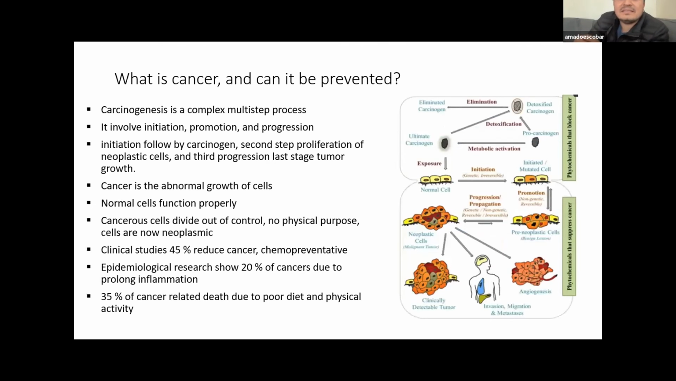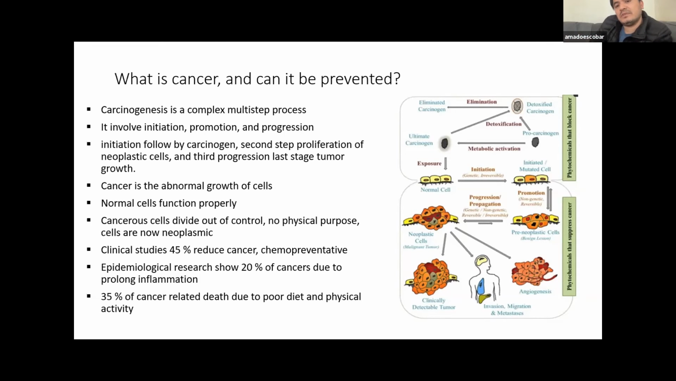So here we can see the multi-step processes of cancer. Basically, cancer includes three types of processes: the initiation, the promotion, and the progression. The initiation happens when the individual is exposed to carcinogenic agents such as X-rays, like CT scans, and also chemotherapy drugs. These products cause damage to the DNA, and once that happens, the DNA mutates.